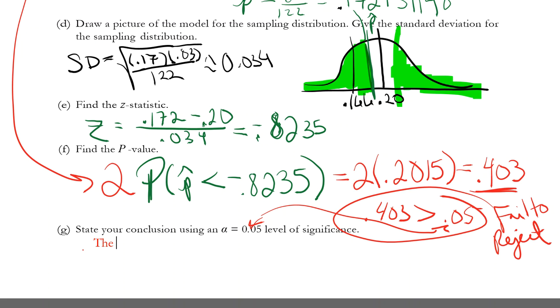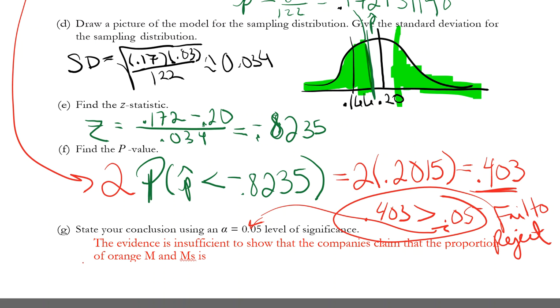The evidence is insufficient to show that the company's claim that the proportion of orange M&M's is 20% is wrong. So I can't say it's not that. My evidence seems to support the company's claim. So what I'm saying is insufficient evidence. I don't have enough evidence to say it's not that. In fact, it's kind of looking like what the company says. And that's as best as I could do.